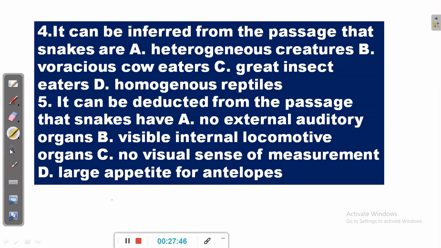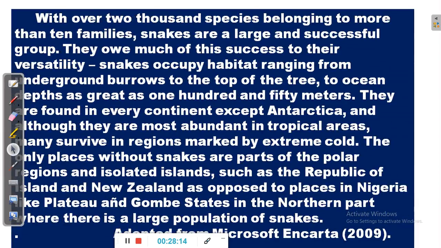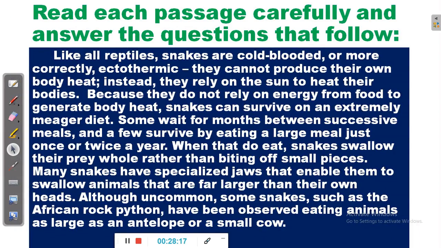Now, these are the questions. And what do you discover after reading the questions? You have some clues as to what the passage is all about. The passage is about snakes, and all information in the questions relates to snakes. All right. Okay, so let's now go to the passage.